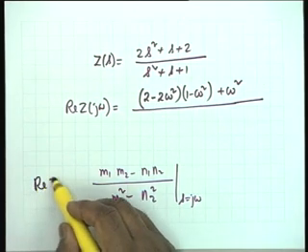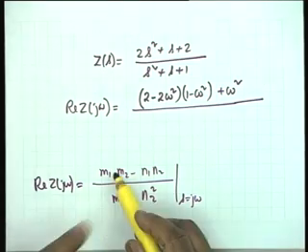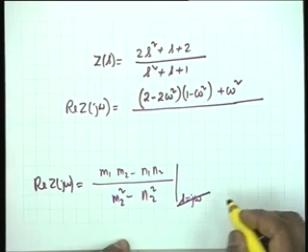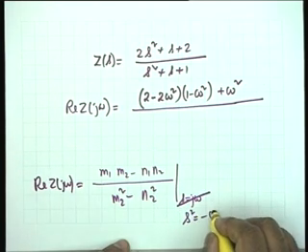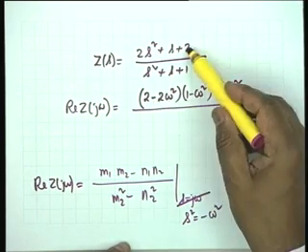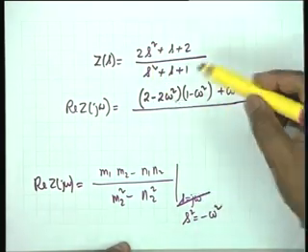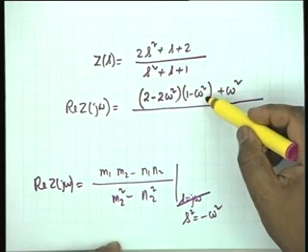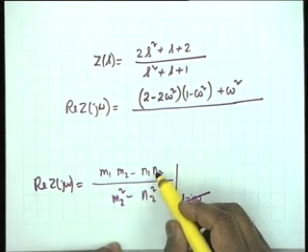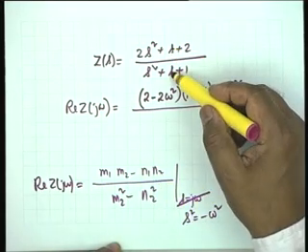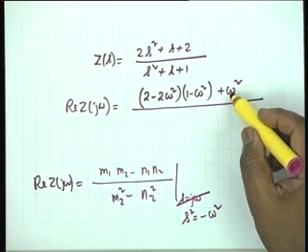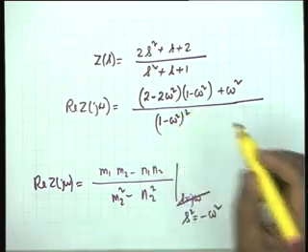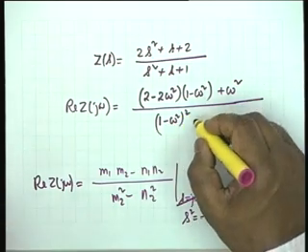Alright, this is the real part of Z of j omega. Now M1 is 2 plus 2s squared, and I want s squared equal to minus omega squared. Therefore, 2 minus 2 omega squared. M2 is 1 plus s squared, so 1 minus omega squared. Then minus N1 N2, so minus s multiplied by s, so minus s squared, which is equal to plus omega squared. And in the denominator I shall have 1 minus omega squared whole squared, then plus omega squared.